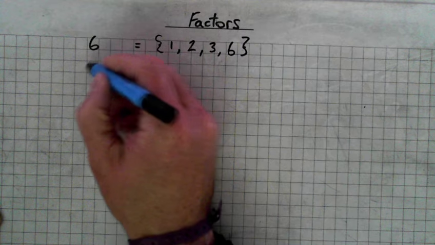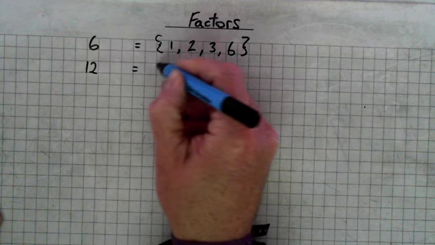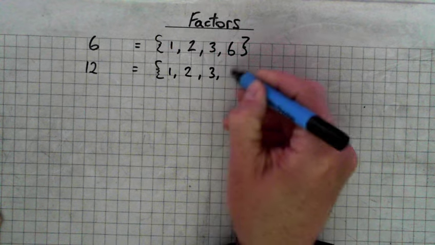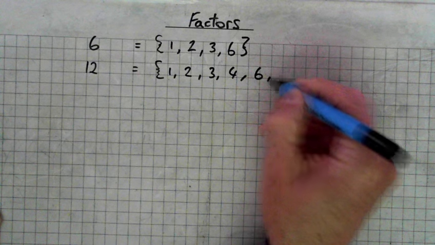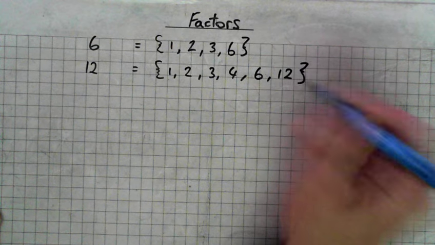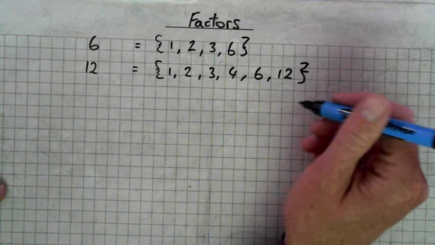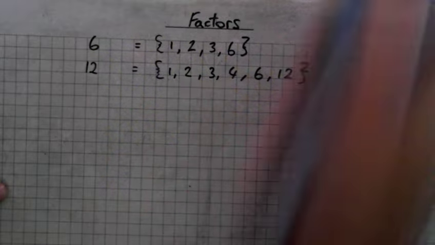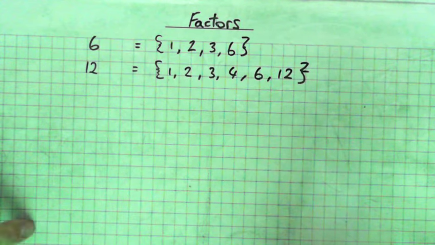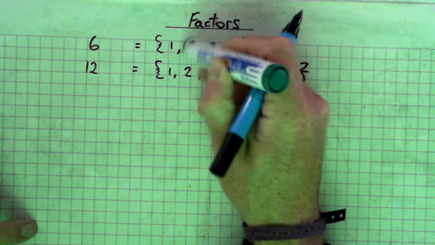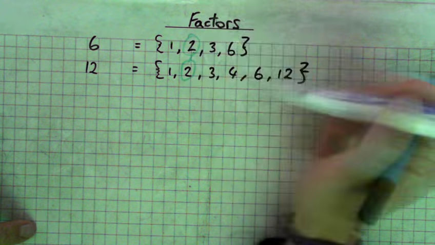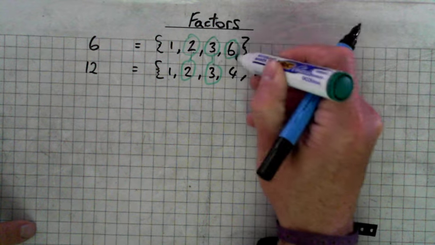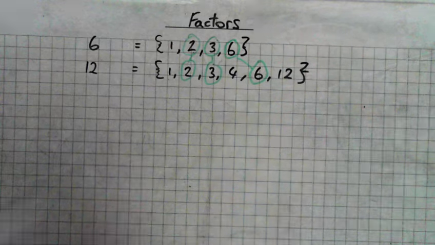Let's say we'll take the number 12. What are the factors of 12? So 1, 2, 3 will divide in, 4, 12 itself. Alright, so once you've got the factors listed, then you can decide what the factors are that they have in common, first of all. 2 and 2, 3 and 3, and then 6 and 6.